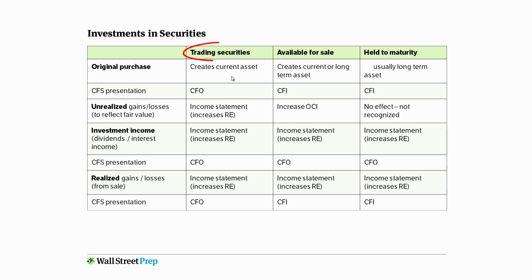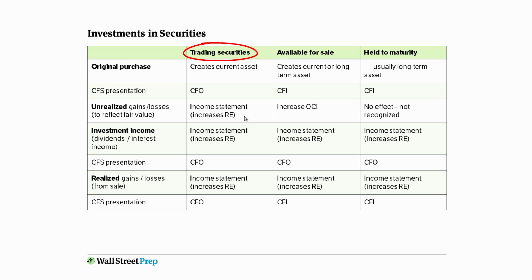Now, trading securities, when the company originally makes the investment, it creates a current asset. Again, because these are securities you intend to sell within the year, it creates a current asset. The cash flow statement presentation is under cash from operations. And unrealized gains or losses are going to increase retained earnings via the income statement.